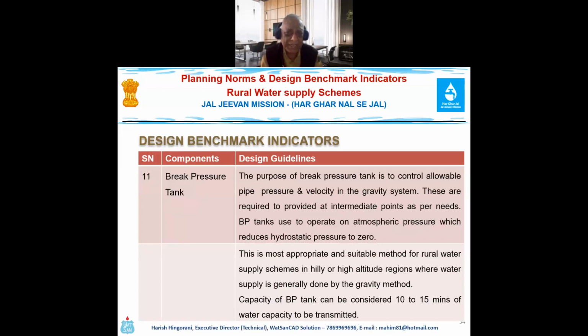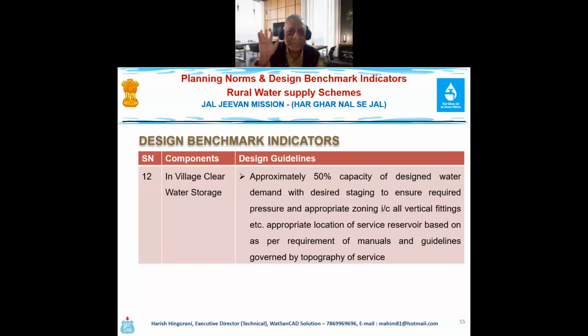Basically, break pressure tanks are required to be proposed in hilly terrains. They have a capacity of 10 to 15 minutes only, to reduce the pressure, and the pipeline decision is based on this. Approximately 50% of the water demand capacity is designed with a desired staging to ensure pressure. That is what we are talking about in the village for supplying at 7 meter. Accordingly, as I talked earlier, appropriate zoning is required for the MBRs, vertical fitting, etc., based on the topography of the system.